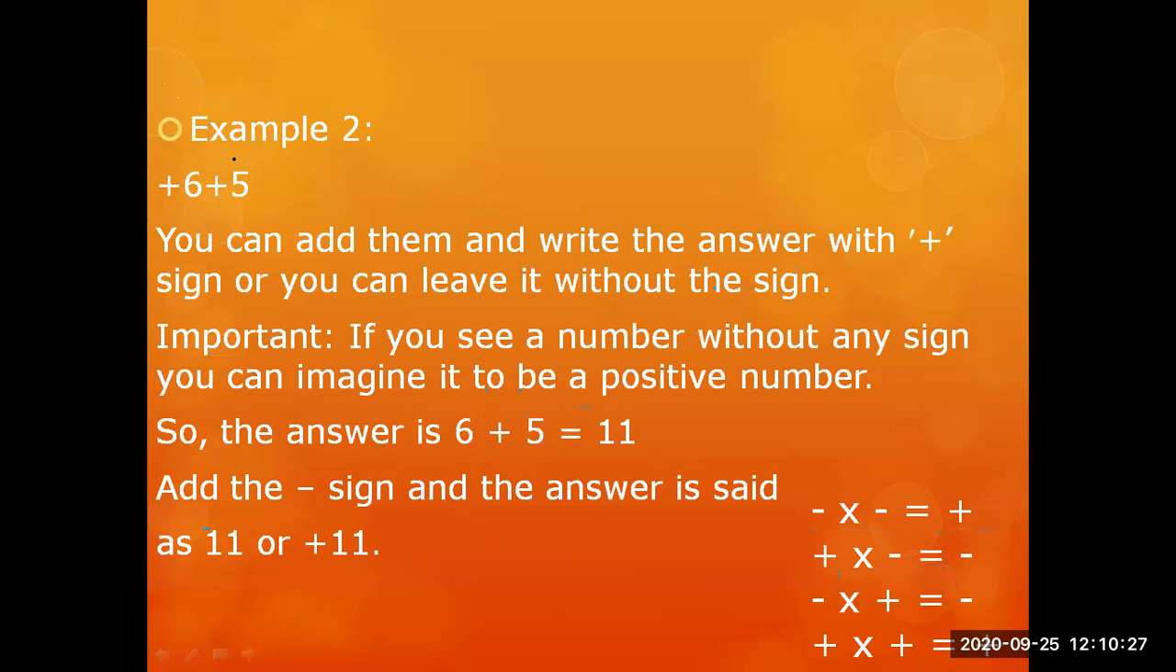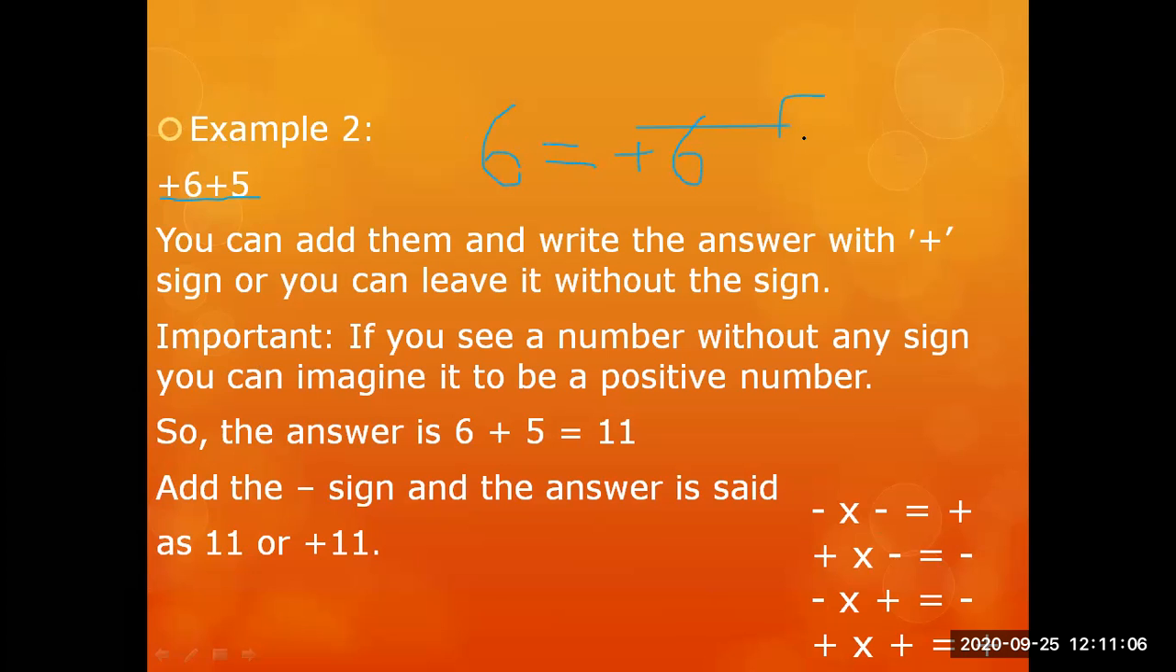The second example is plus 6 plus 5. So, you can add them and write the answer with the plus sign, or you can leave the answer without the sign. So, an important point in this is, if you see a number without a sign, you can imagine that number to be a positive number. So, if they give 6, you need to imagine it as plus 6.